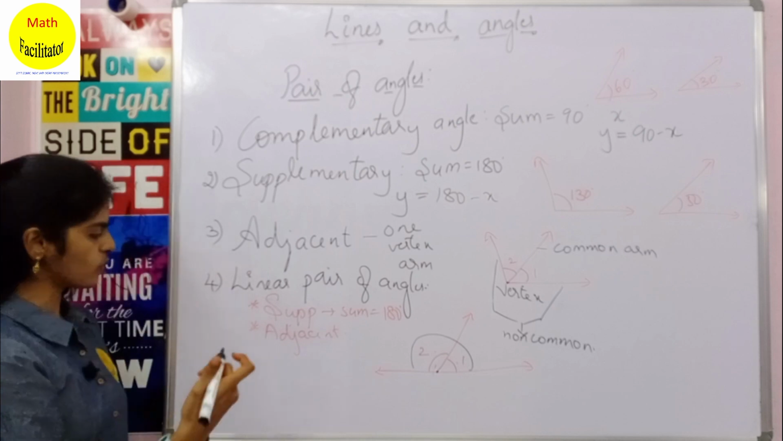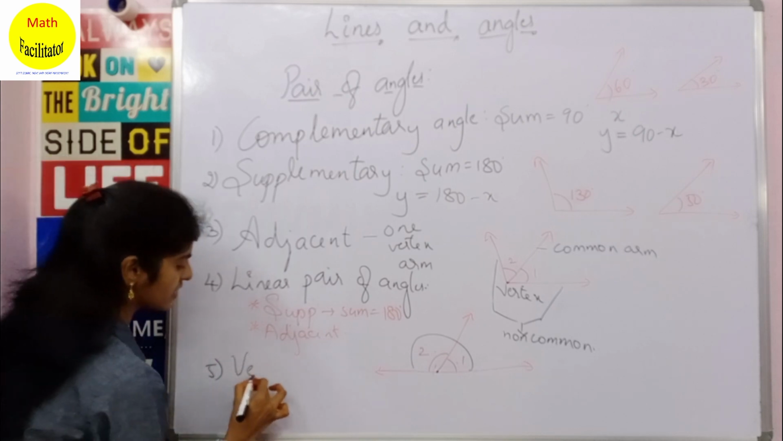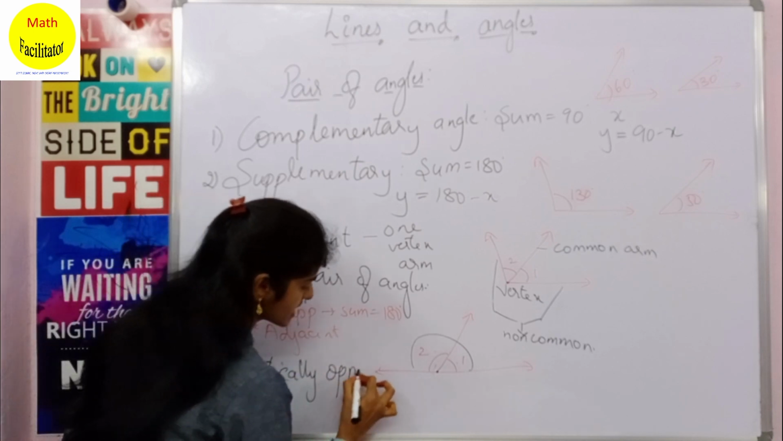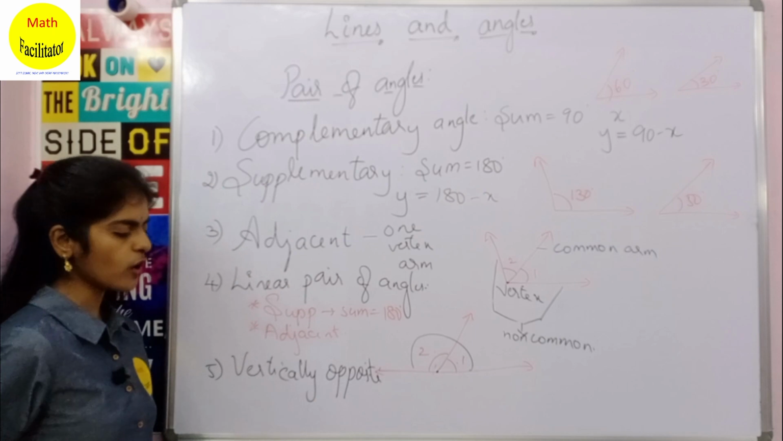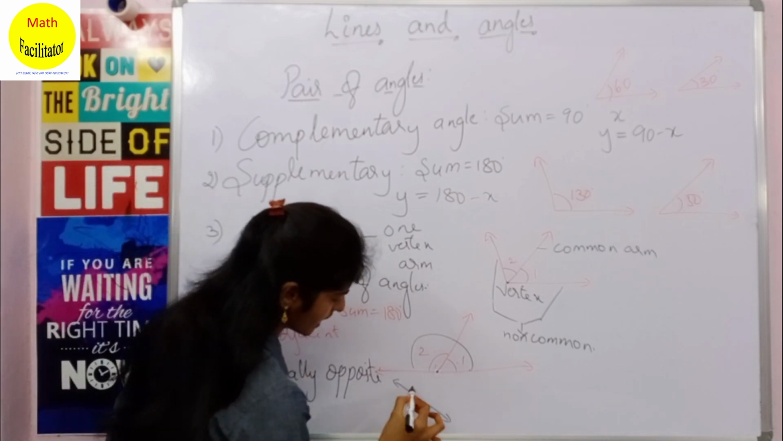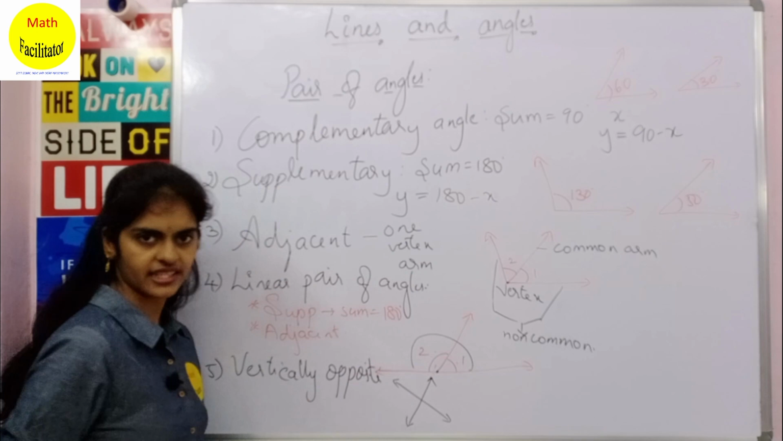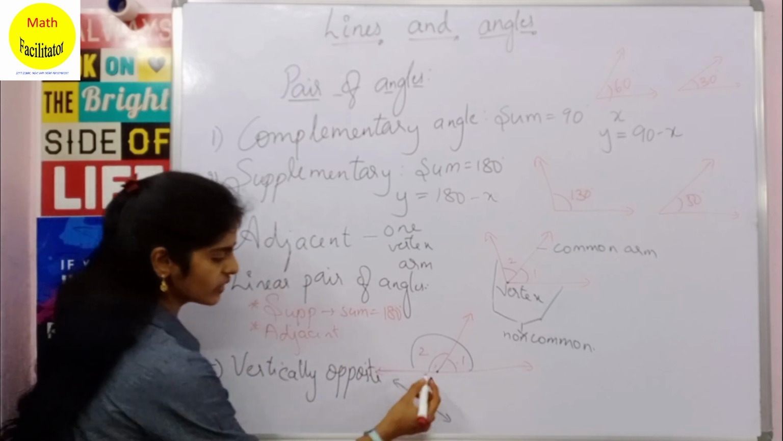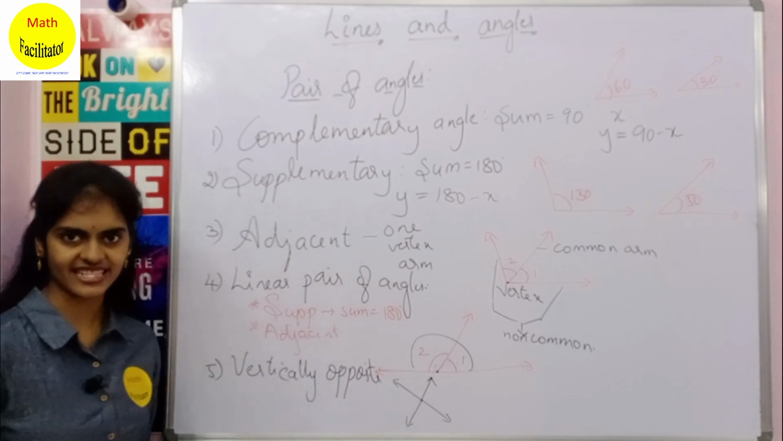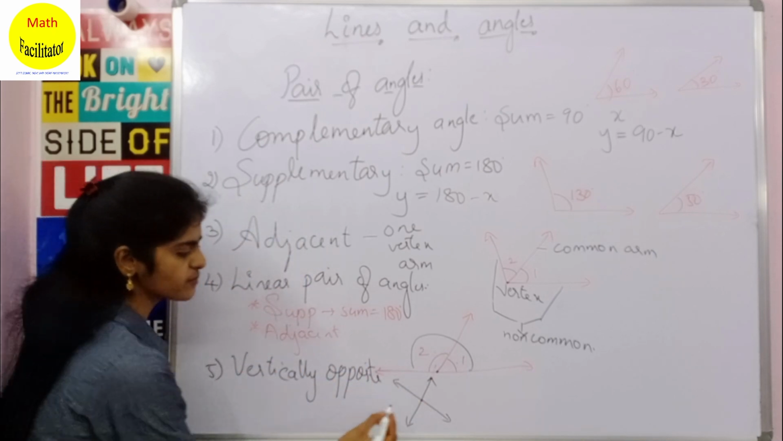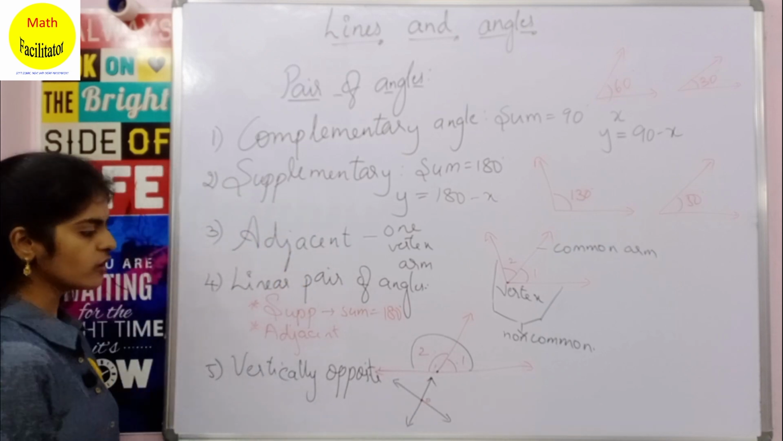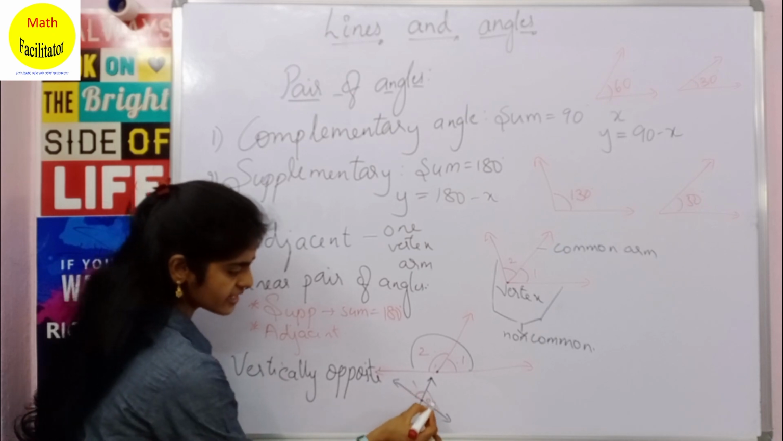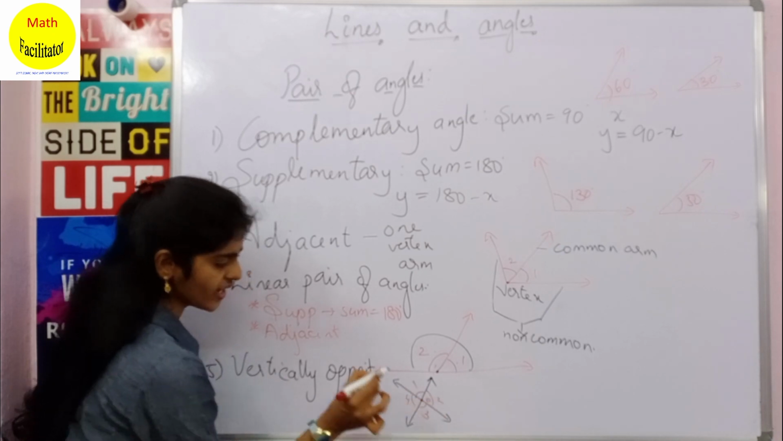Clear now? So what is the next type? The next type of angles you have learnt is vertically opposite angles. What are vertically opposite angles? When two lines meet each other, suppose two lines are meeting in this way, you have a point of intersection. They are meeting at a point, say this is point O. Now you can see four angles are formed here. This is one angle, this is 2, this is 3, and this is 4.